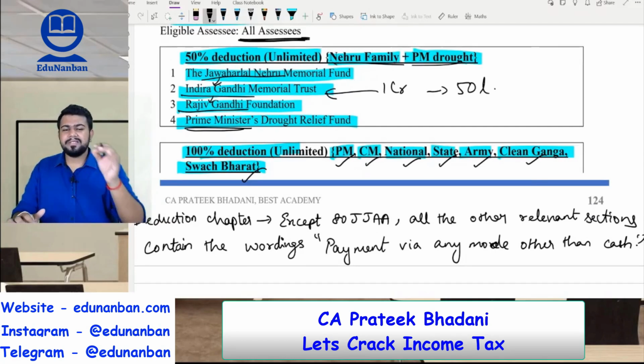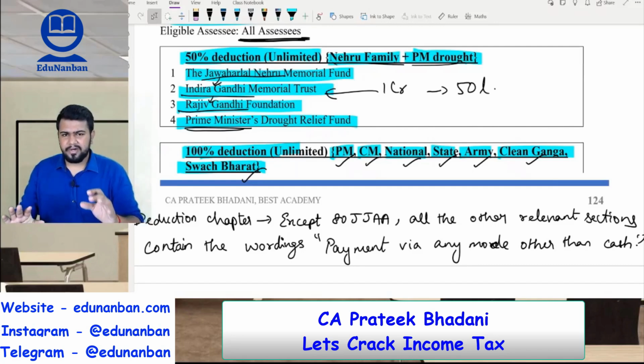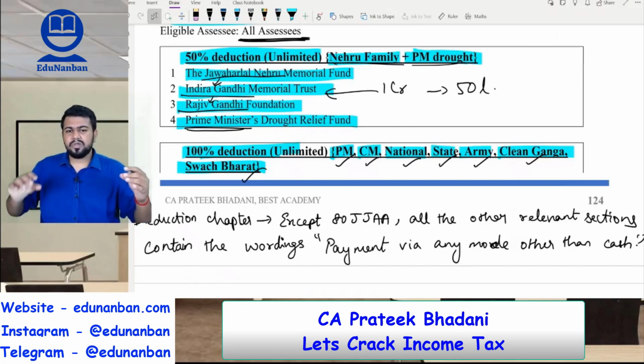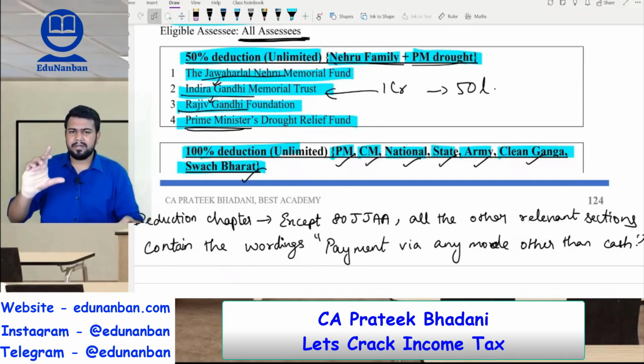Sir, what does 50% unlimited category mean? It means whatever amount of donation is donated to such funds, 50% of such amount will be allowed as deduction under section 80G. So even if I donate 1 crore rupees, 50 lakh rupees, that is 50%, will be allowed as deduction. There is no limit for the amount of donation to be made.